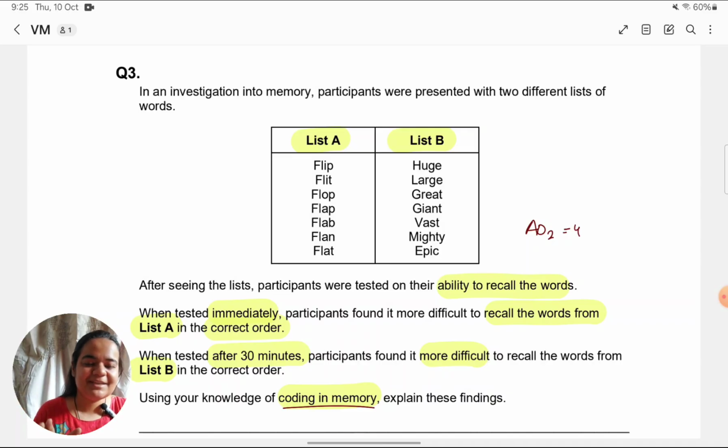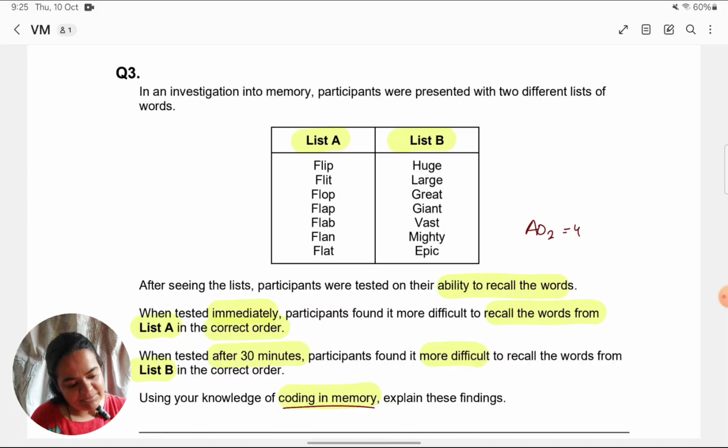Then they don't get marks because they haven't applied it to the scenario. They have just written it as they learned in the textbook. So what we are going to do, as we know short-term memory is acoustic, let's see in this situation how that acoustic coding of short-term memory is playing a role.